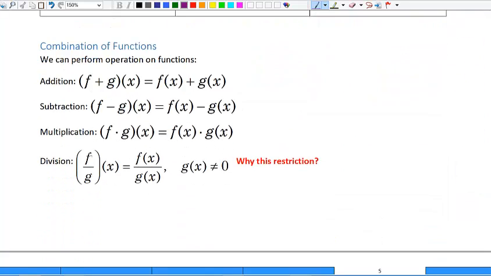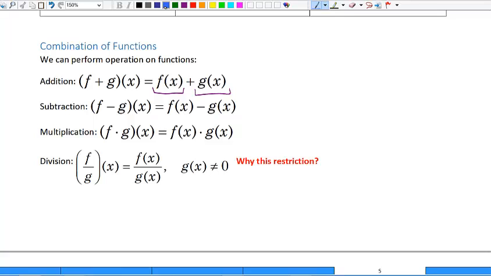Next, we're going to perform combinations of functions. So if I have f plus g of x, all I'm going to do there is take f of x plus g of x. Very simple. If I have f minus g of x, I'm going to take f of x minus g of x. If it says f times g of x, you just take the first function times the second function. And then this division, f divided by g of x, is simply f of x divided by g of x, where g of x can't be equal to 0.